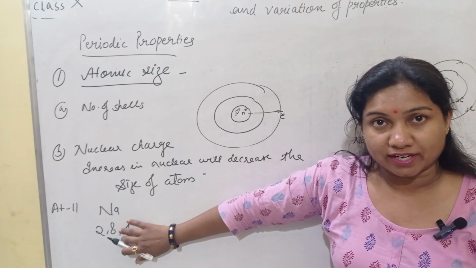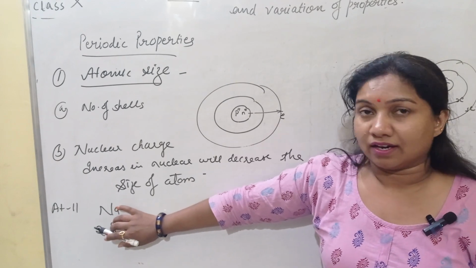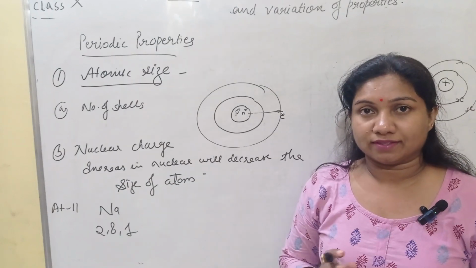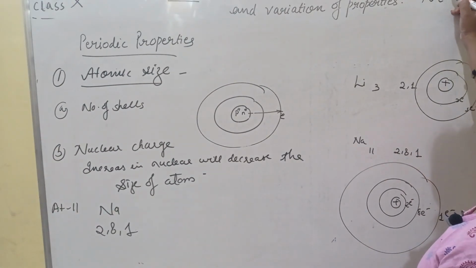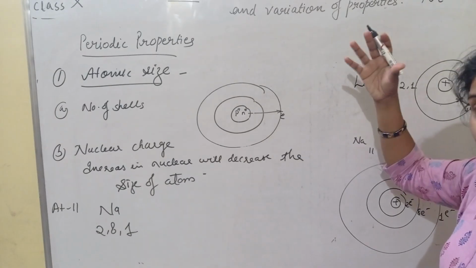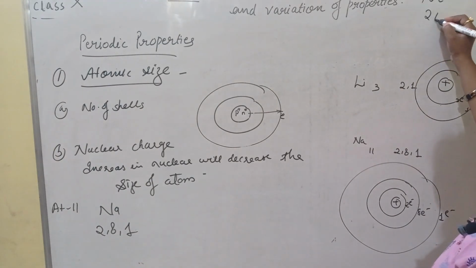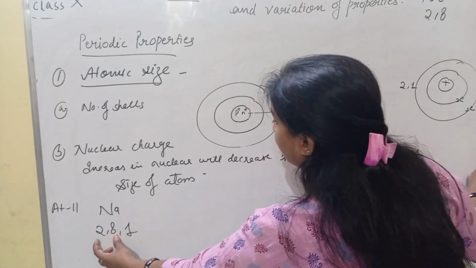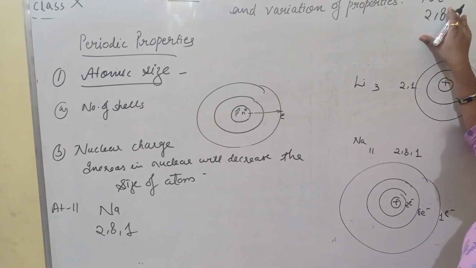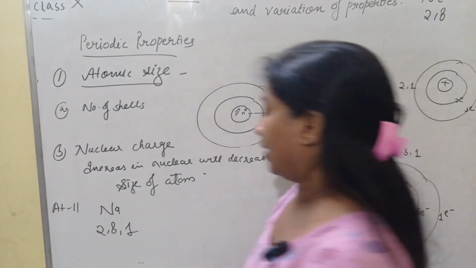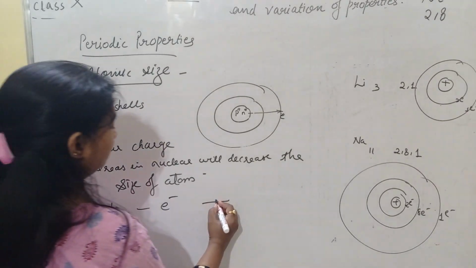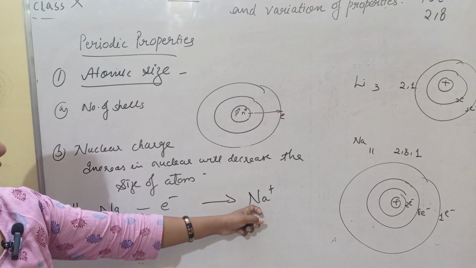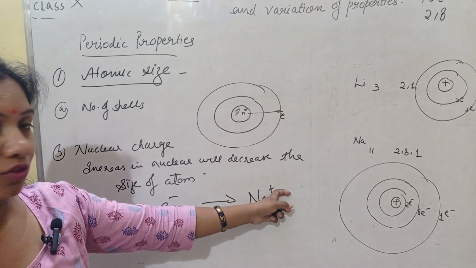If it removes this extra 1 electron, then it will get a stable electronic configuration similar to that of neon. Neon is a noble gas. It belongs to group 18. Atomic number is 10, configuration is 2, 8. So if sodium removes this extra electron, it will get an electronic arrangement similar to that of neon. So it will become a stable species. It will remove this electron and become a positively charged ion, that is called sodium ion. This positively charged ion is called a cation.